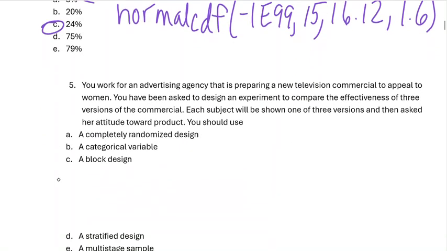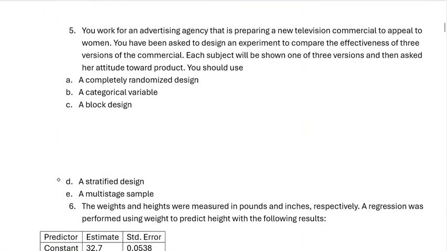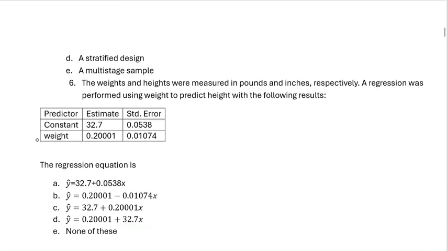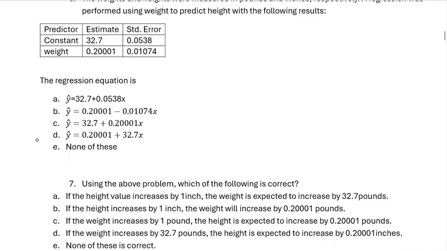You work for an ad agency that's preparing a new television commercial to appeal to women, and you've been asked to design an experiment. Each subject will be shown one of 3 versions and then asked her attitude about the product. You should use A, completely randomized, B, categorical variable, a block design, a stratified design, a multi-stage design. Well, if we're talking about experiments, it would have to be a completely randomized design. Some of those things don't even exist really.